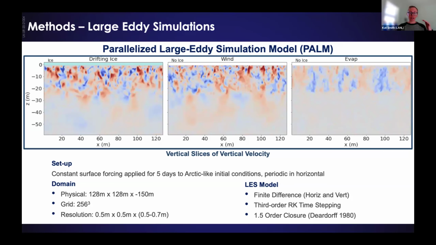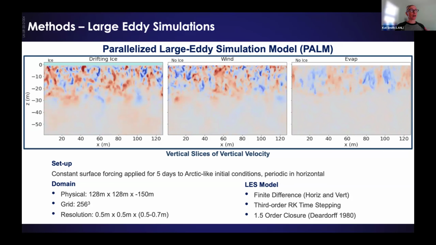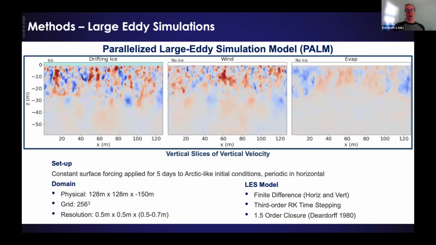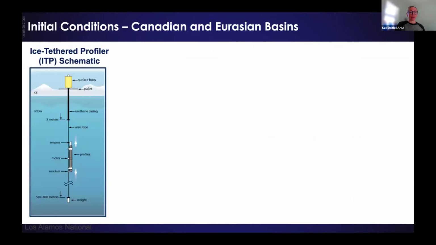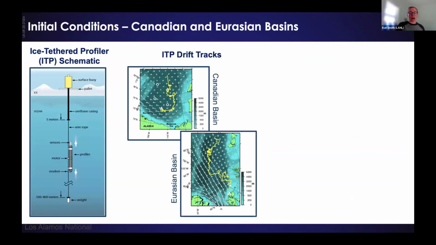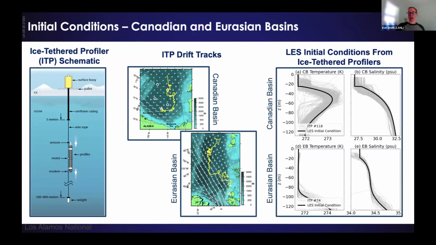It just means that the unresolved fluxes are an order of magnitude smaller than the resolved fluxes. Okay, so the initial conditions we grabbed from the ice tethered profilers. I grabbed 2 different ITP drift tracks, one from the Canadian basin and one from the Eurasian basin.